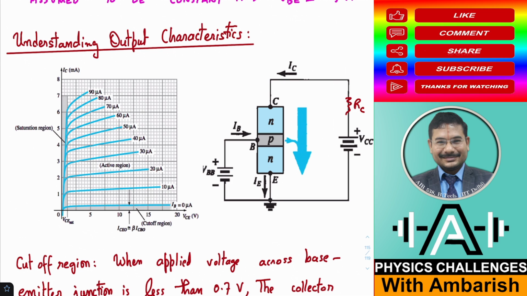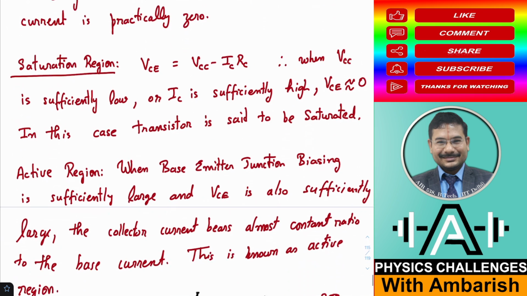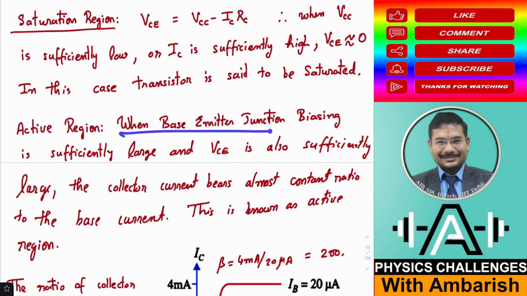And when these two cases are not there, the rest of the region is the active region, right? So what is the active region? When base-emitter junction biasing is sufficiently large and VCE is also sufficiently large, the collector current bears an almost constant ratio to the base current. So in the active region, the collector current and the base current are in a constant ratio, and that's what we were using. We were calling that the beta of the transistor, right? When the ratio is constant.